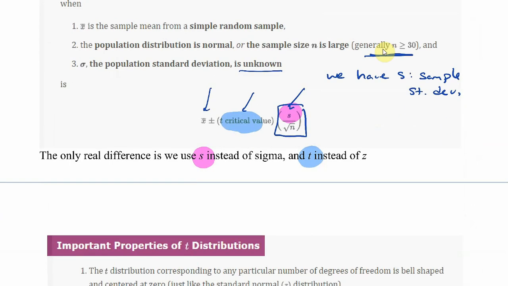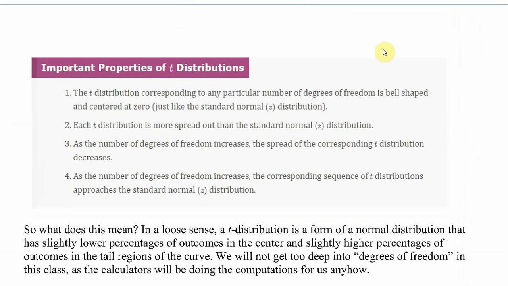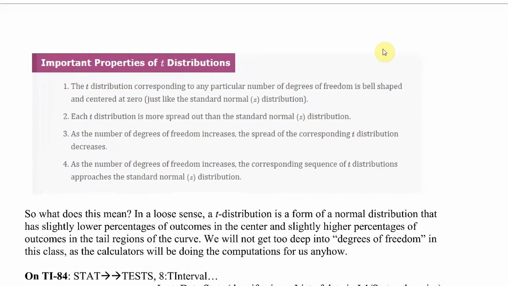So let's talk about this T thing for a moment. The T distribution corresponding to any particular number of degrees of freedom is a bell-shaped curve centered at 0, sort of like the normal distribution curve, the Z curve. Each T distribution is more spread out than a standard normal distribution. As the number of degrees of freedom increases, as the sample size increases, the spread of the corresponding T distribution decreases, and the corresponding sequence of T distributions approaches the standard normal Z distribution. So what does this mean?